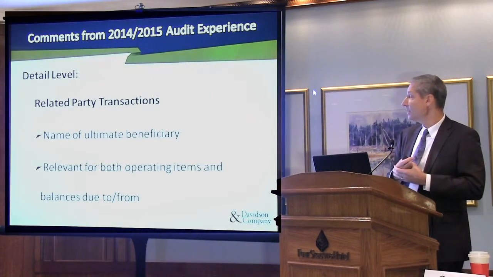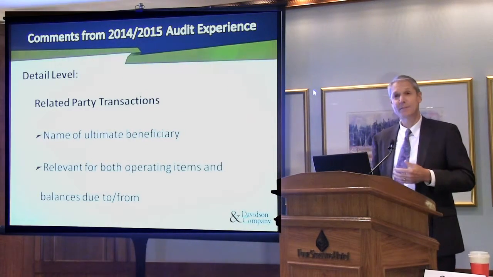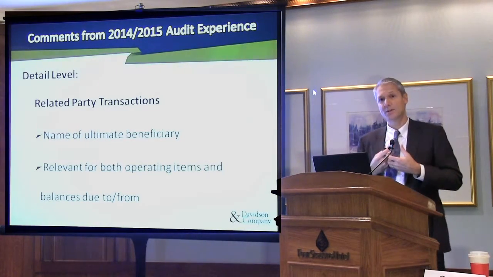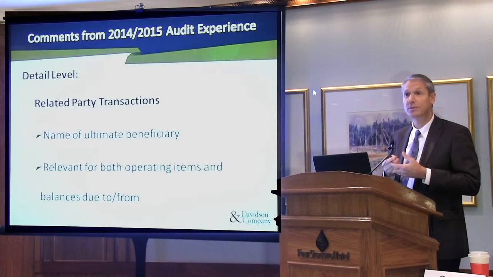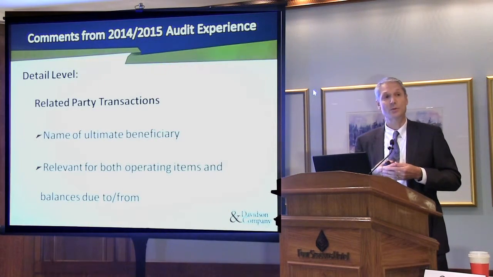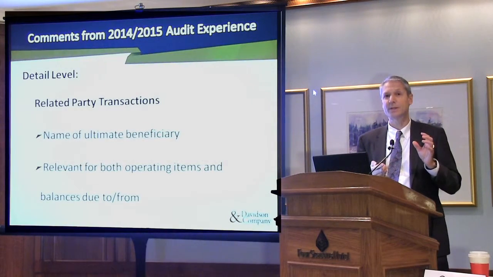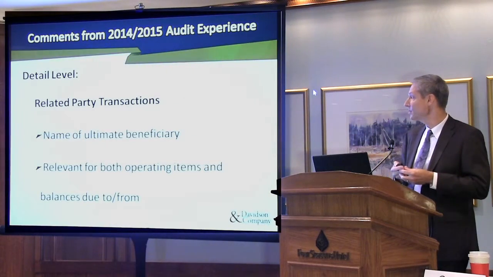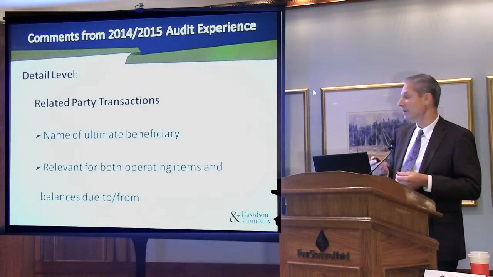With respect to the related party transactions, and I'll get into further detail yet again, but you've got to name the ultimate beneficiary, a related party who received some kind of proceeds for the services that they performed to a company. The name of the individual. Relevant for both operating items and for balances due to and or from. And I think you've got to keep in mind materiality, perhaps significance in the layman's terms, but I don't think we're dealing with minutia here. I think we're dealing with bigger numbers.